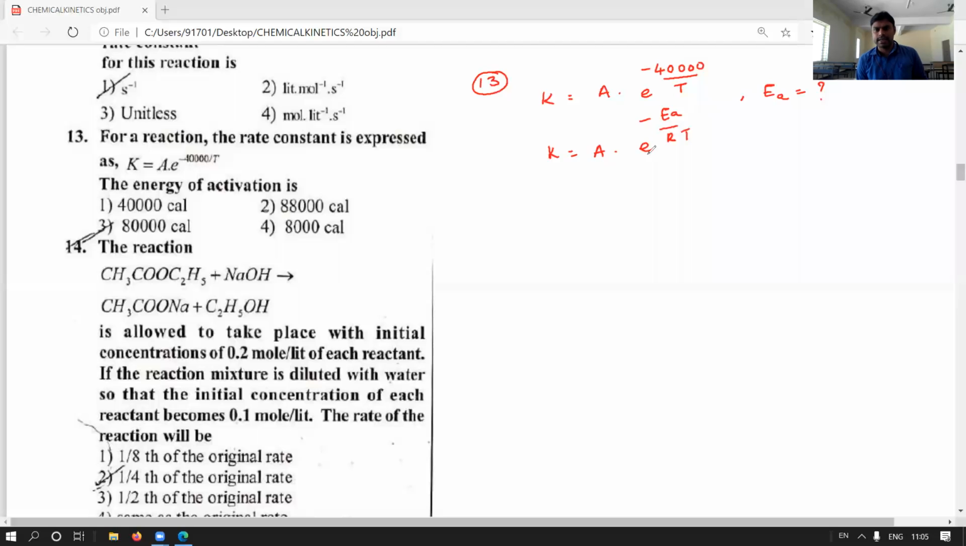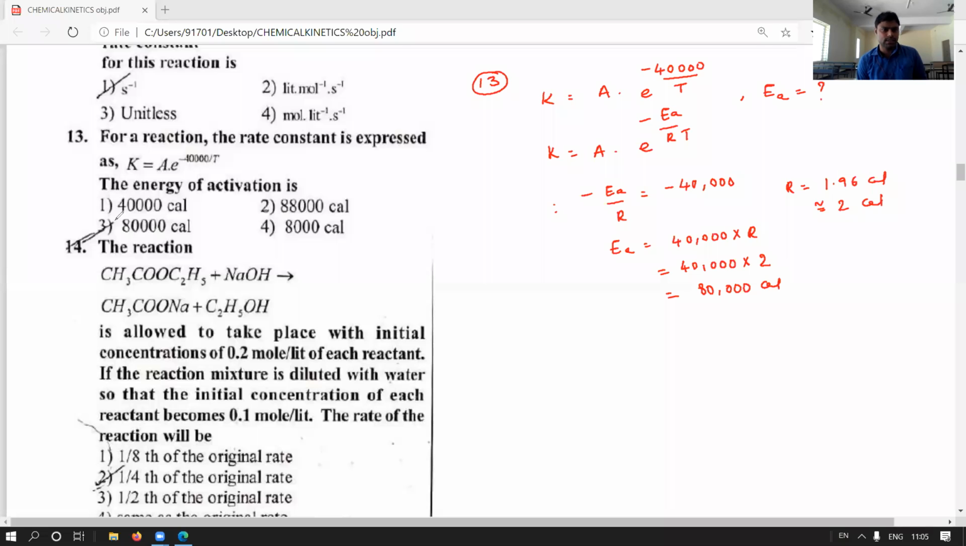See here, A is the same, and e to the power of minus Ea by R. So minus Ea by R is equal to minus 40,000. Then the activation energy is equal to 40,000 into R. R is the gas constant. R value in calories is approximately 1.96 calories, so we consider it approximately 2 calories. So 40,000 into 2 is equal to 80,000 calories. So the correct answer is the third option.